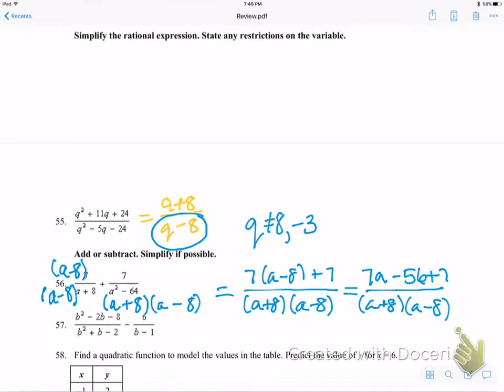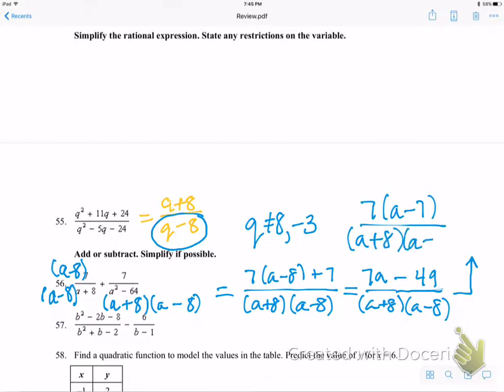And I can simplify the numerator again if I combine these like terms, the negative 56 and the 7. Negative 56 plus 7 is negative 49. So I'm going to replace that with negative 49. And then you could, if you needed to, factor out a GCF in the numerator. So you'd have 7 times a minus 7 divided by a plus 8 times a minus 8.